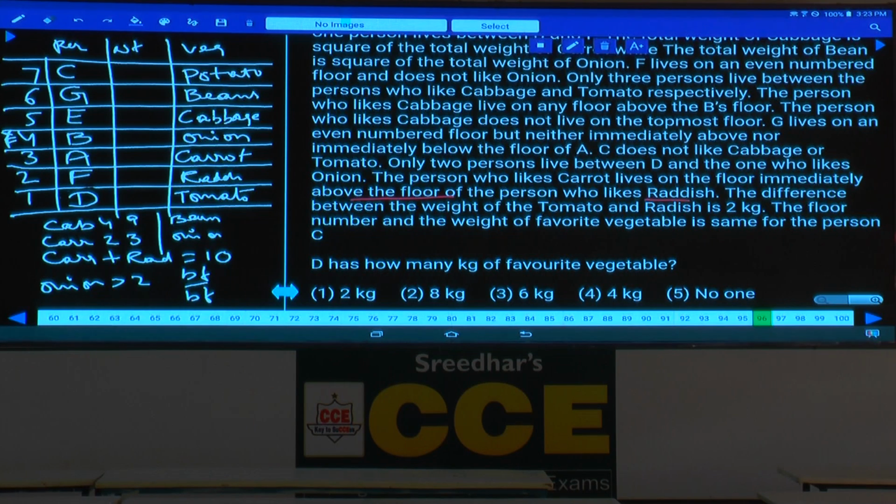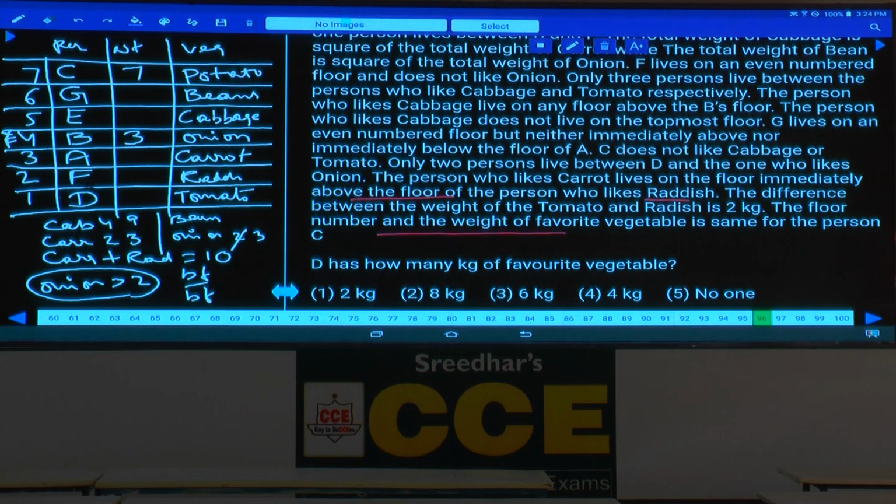The difference between the weight of tomato and radish is 2 kgs. The floor number and the weight of favorite vegetable is the same for C. Same for C means C is staying on the 7th floor and the weight of this one must be 7. Clear now? Now let us check. The weight of this onion is what? Onion is greater than 2. As onion is greater than 2, it could be either 2 or 3, but onion cannot be 2 kgs, so onion must be 3 kgs.